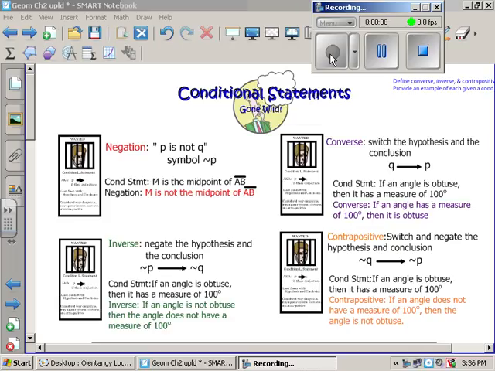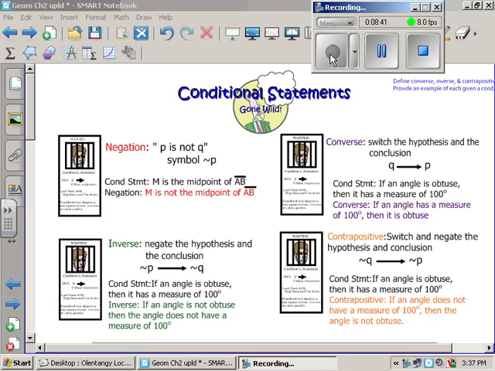Okay, so for instance, if I have a statement, M is the midpoint of AB, the negation would be M is not the midpoint of AB. It just takes the original statement and makes it negative. Okay, and that symbol again, that little squirrely thing. All right, so that's a negation. We're going to use that now to talk about the different kinds of conditional statements. The first one is a converse.